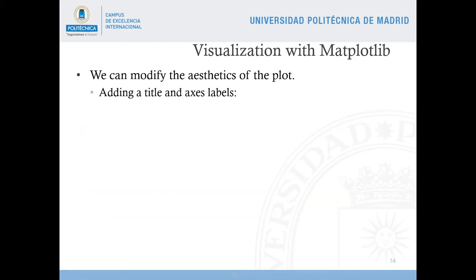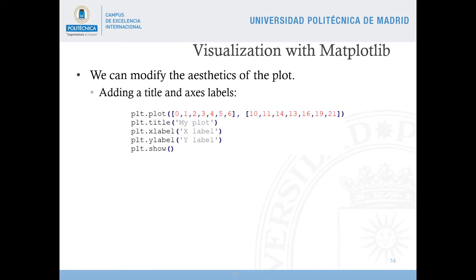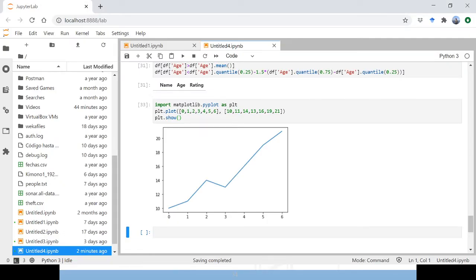Okay. We can also modify the aesthetics of the plot. For instance, we are going to add a title and labels for the axis. To do that, after plot, you have to type plt, the name of the library, dot title, and give a name to the plot. For instance, my plot.